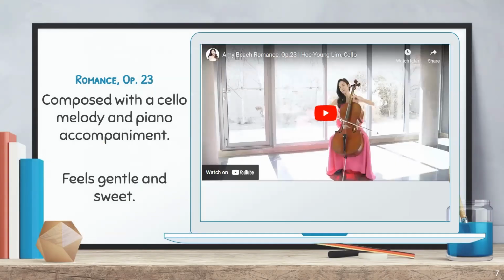So here's one of her most famous ones. She really enjoyed composing with both the cello and the piano together. So in this specific one, Romance Opus 23, there's the cello as the melody, and then the piano is the accompaniment. This one's going to feel a little bit more gentle and sweet, which is a big contrast from Beethoven.